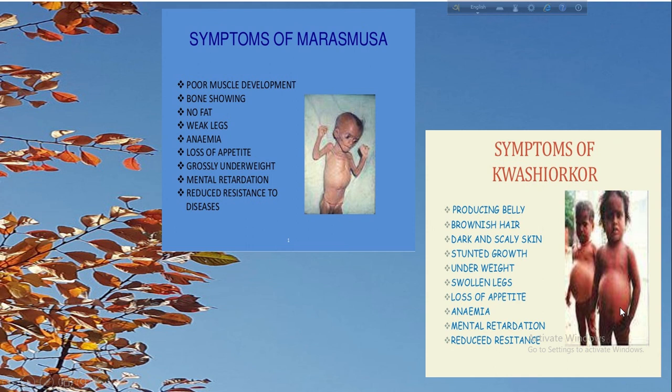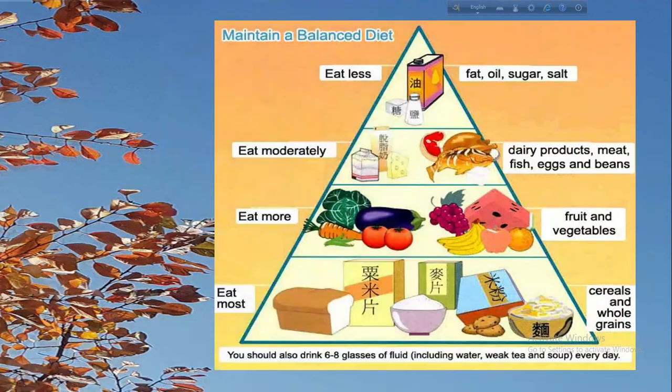So dear learners, if kwashiorkor turns acute, it may cause death of the child. So you must maintain balanced food. Which food you will eat less, moderate or more, follow here. We have to maintain our balanced diet by taking a less amount of fat, oil, sugar and salt. Then moderately we will take dairy products, meat, fish, eggs and beans. Eat more fruits and vegetables.